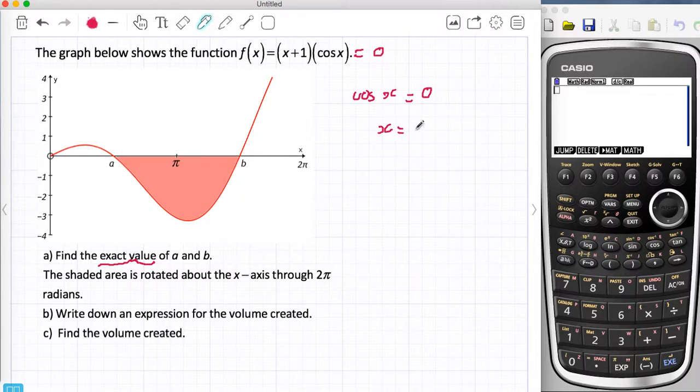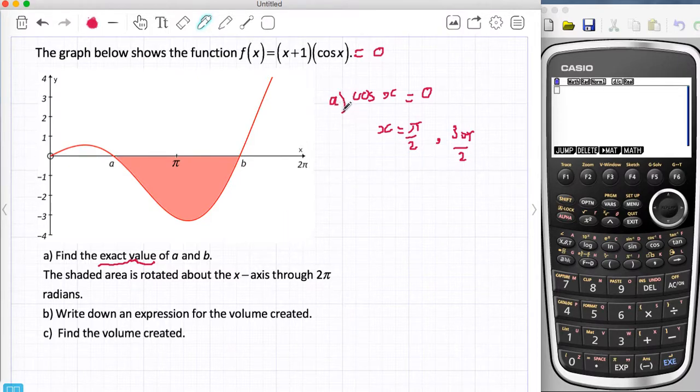and those two values are pi over 2 and 3 pi over 2. Those basically come from our knowledge of trigonometry, and you can see pi's here in the middle anyway. We could have had quite a good guess at that, but we could also do it on the calculator, but we want the exact values. So that's the answer to A.